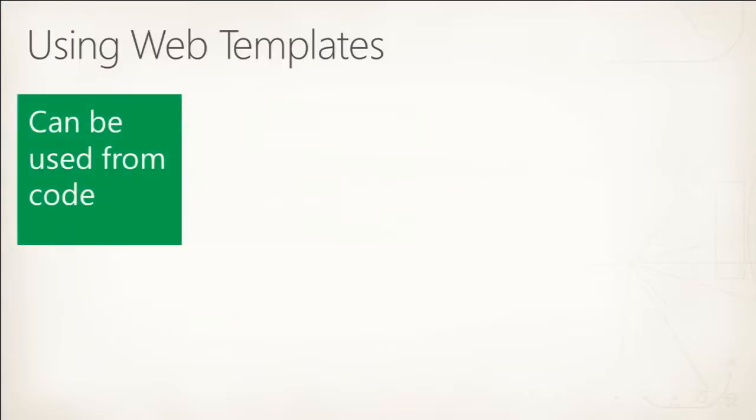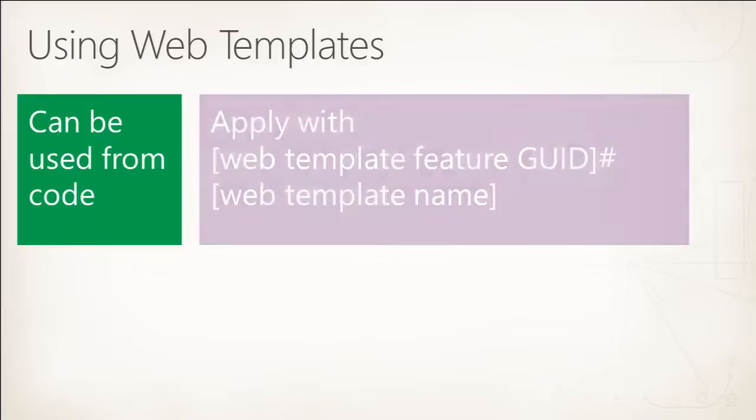We can use web templates after we've created them also by using code. So like we can with site definitions, we can call them from code. We can create sites based on them from an automated process, maybe from a custom page, maybe from a trigger in another application. We can do that with web templates as well.